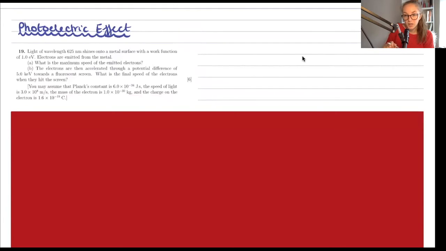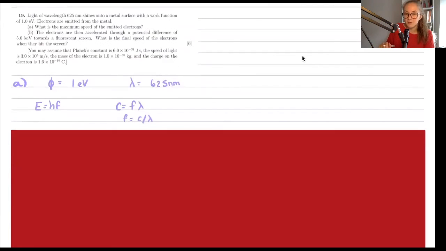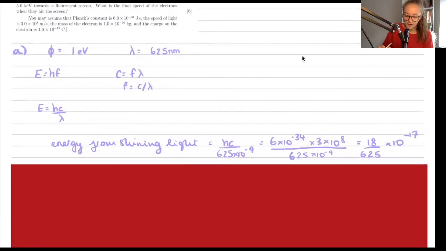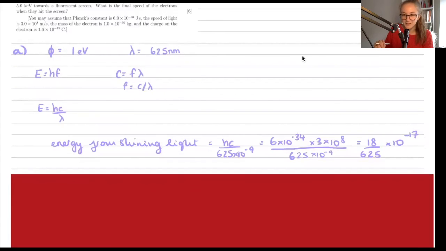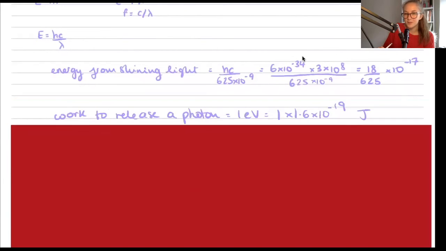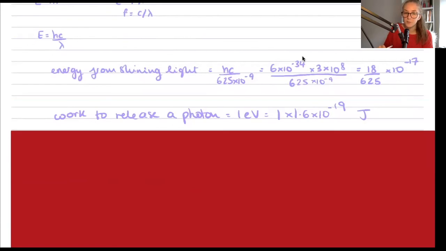So first of all, we need to work out how much energy was supplied by firing this beam of light of wavelength 625 nanometers. So we need to know the all-important equations E equals hf and c equals f lambda, and then rearrange those together to be E equals hc over lambda. And we can work out how much energy was supplied by the shining light. And this is 18 over 625 times 10 to the minus 17, which is a really weird number, a very, very small number, but reasonable. And then next, we're told that the amount of work it takes to release the electron is 1 electron volt.